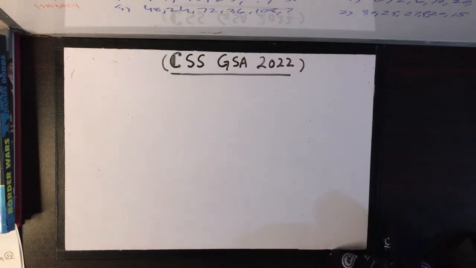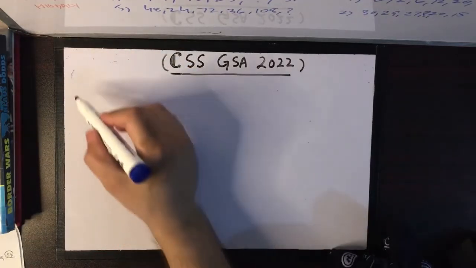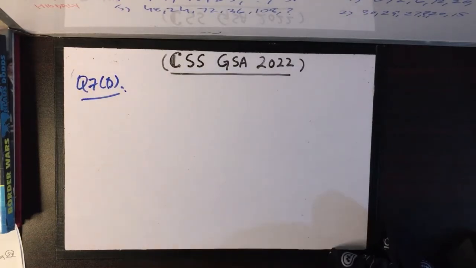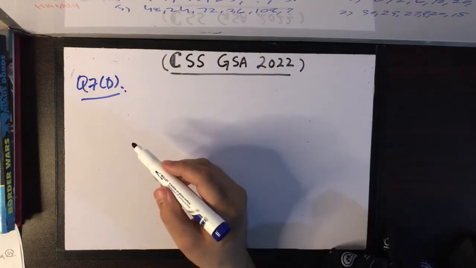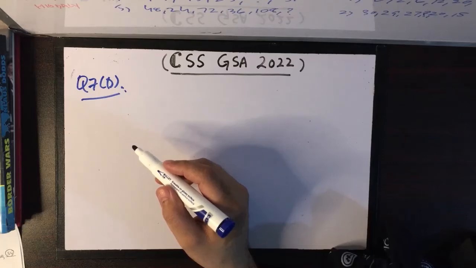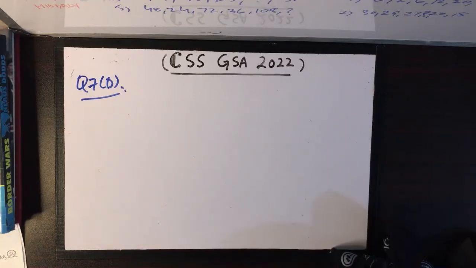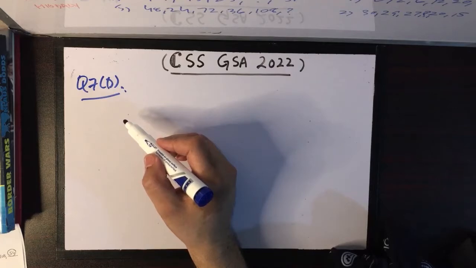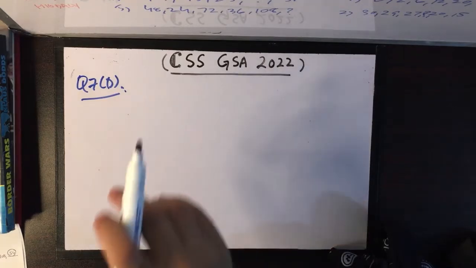The last part of question number 7, part D. It says Sarah's mother is 6 times older than Sarah, whereas her brother Ali is twice as old as Sarah. In 3 years' time, the sum of their ages will be 72. How old are they now? The question says Sarah's mother is 6 times older than Sarah right now.